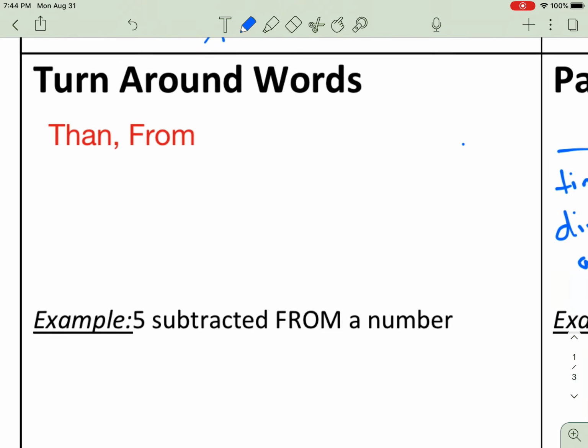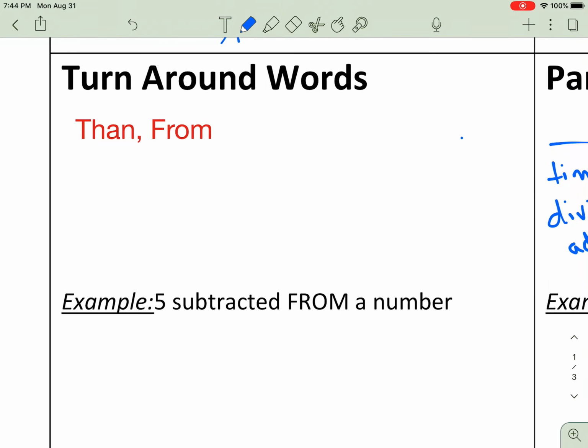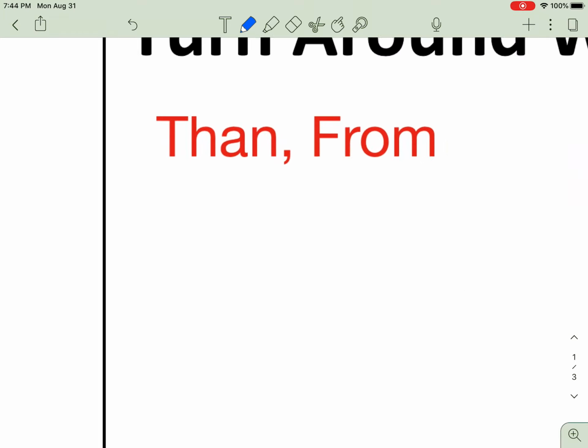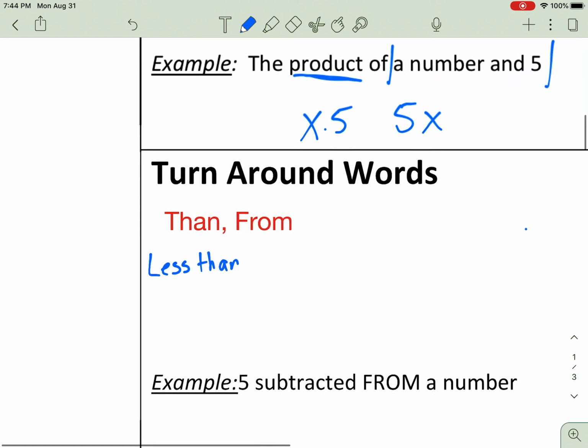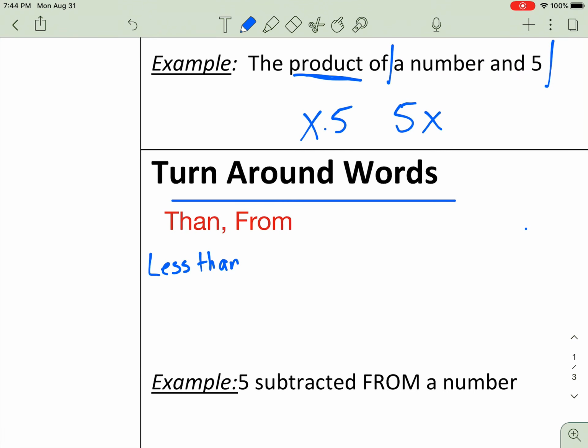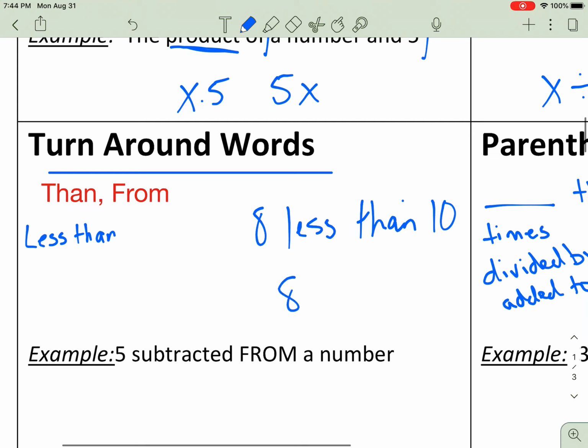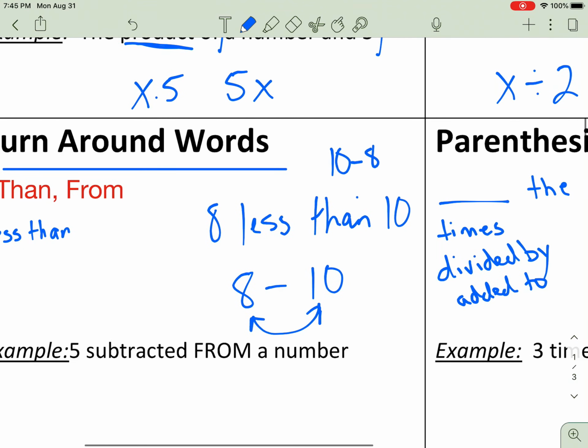Okay, then we have turnaround words. These ones are probably the toughest ones to get because there's only 2 of them. You can look at the word than or from, but what you're most likely going to see them at is less than. The reason why we call them turnaround words is because when you see these words, instead of it being like 8 less than 10 and saying it's 8 minus 10, it turns around. Okay, you're going to flip the 8 and the 10. So this is the one time where the order is backwards, is when you see turnaround words. So instead, the correct answer for this would be 10 minus 8.